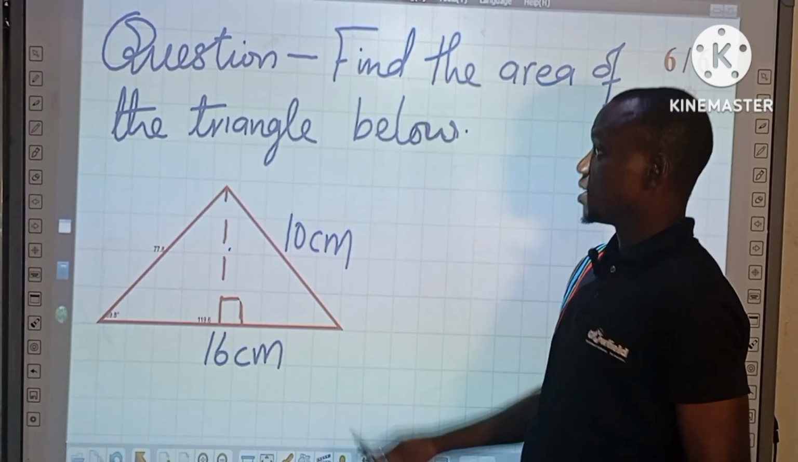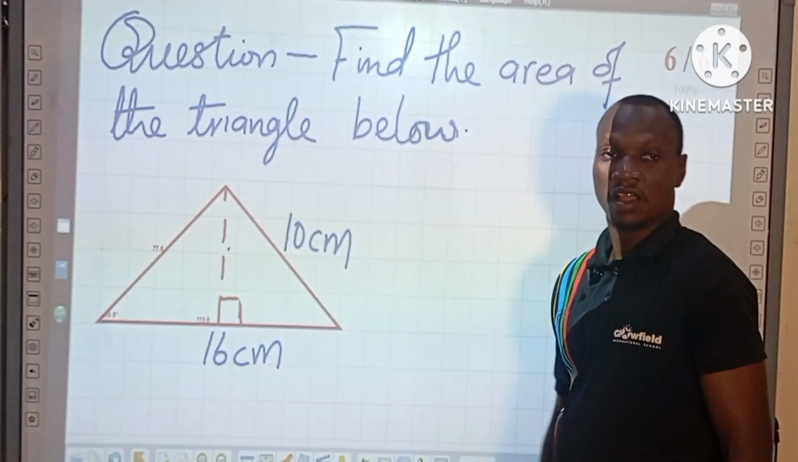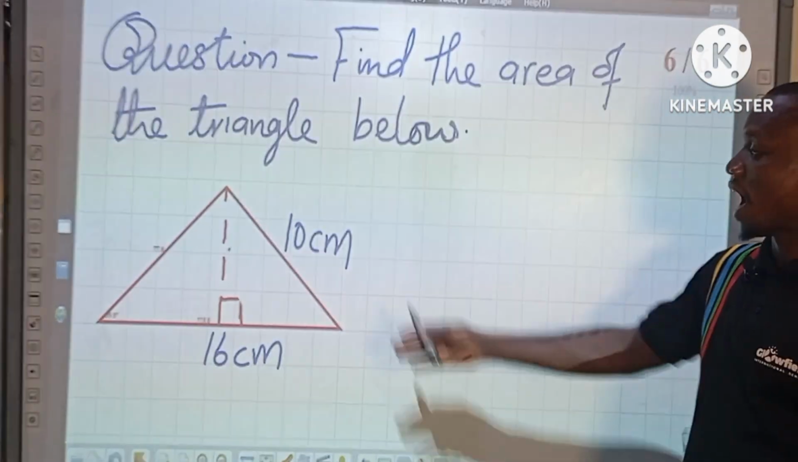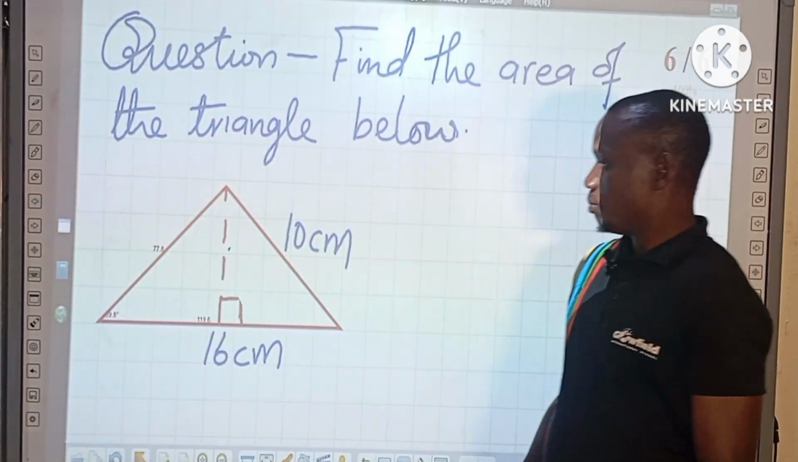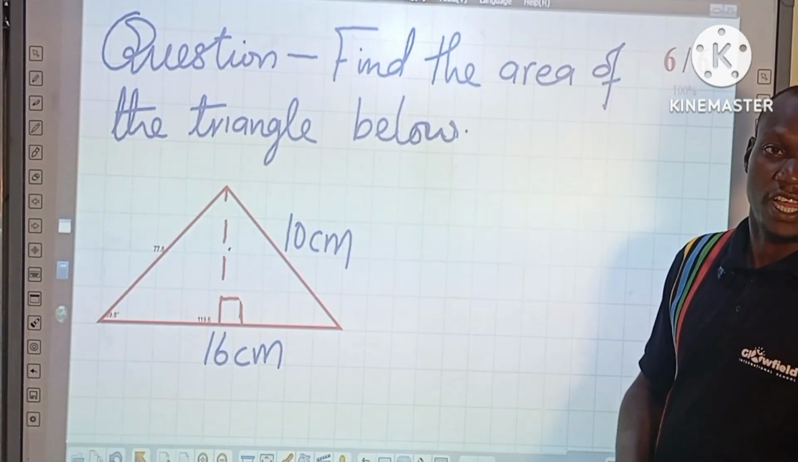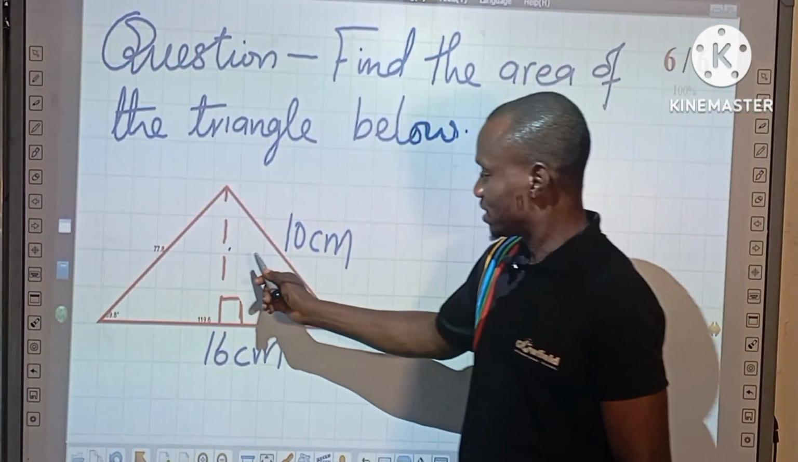Easy peasy. In this class, we shall be looking for the area of a triangle whose height is not given. When looking at this shape, we discover that the height of this triangle is not given. So let's label the height as z.